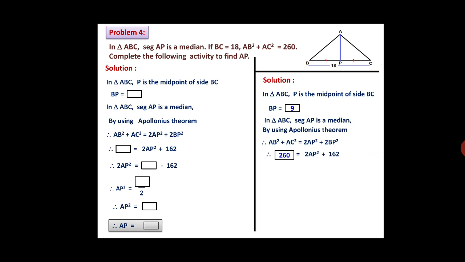Therefore AB square plus AC square value is 260, that we are substituting here. 260 is equal to 2 AP square plus 2 into BP square. BP's value we have calculated here as 9. BP square, 9 square, is 81. 81 into 2 is 162.